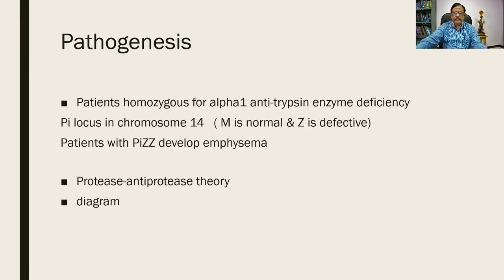Pathogenesis will form the crux of the answer. A little difficult for undergraduate students, but then follow what I say carefully. The patients are homozygous. Homozygous means they have derived the defect from both the parents for alpha-1 antitrypsin deficiency. And the defect is located in chromosome number 14. Now, if it is going to be from only one parent, the symptoms will not manifest. But if it is going to be from both the parents, the disease manifests and it is PiZZ. Remember this, chromosome 14, alpha-1 antitrypsin deficiency.